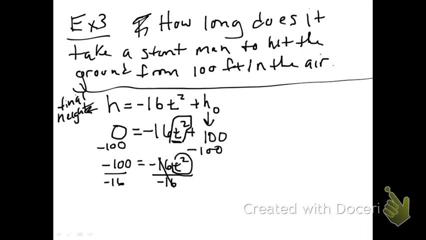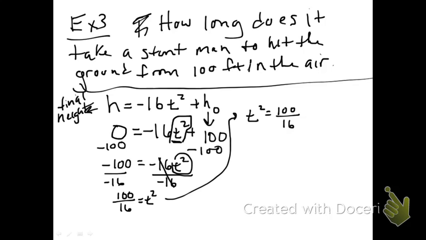If we do that, I have a negative divided by a negative, really making a positive 100 over 16 equal to t squared. Let me go over here for some more room. If I have 100 over 16 equal t squared, let me write that. I have the same thing as t squared equals 100 over 16. I'm ready for taking square roots. I would square root this side and square root that side, giving me just t equals. Now it's plus or minus the square root of 100 over the square root of 16.